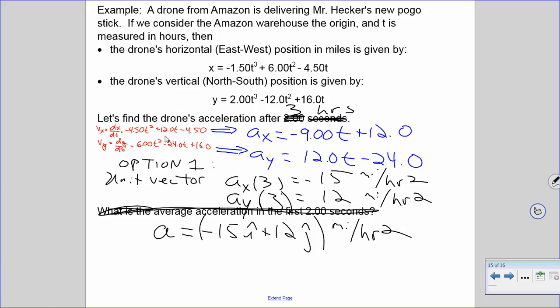Or if you wanted, you could write it in magnitude and angle form. So I would do the Pythagorean theorem, which is going to give you whatever, 18 or 19, whatever it turns out to be. And then find your angle, right? So let's do that real quick.